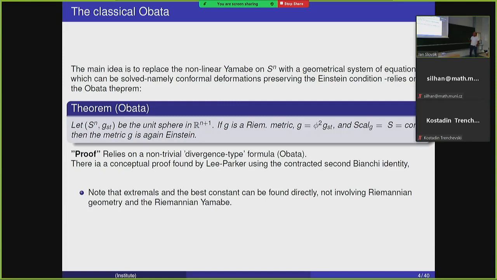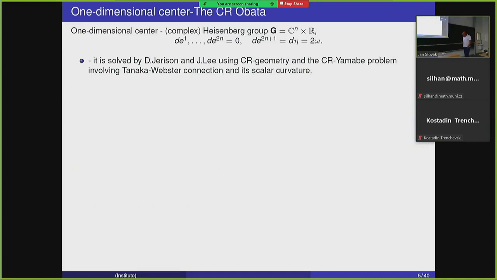information about the problem. But here it should be noted that the extremals and the best constant can be found here directly, not involving Riemannian geometry, by methods of nonlinear analysis. So this is not very informative for solving the problem for the Heisenberg group. But the next example, the complex Heisenberg group, gives much more light on how one can attack the problem.